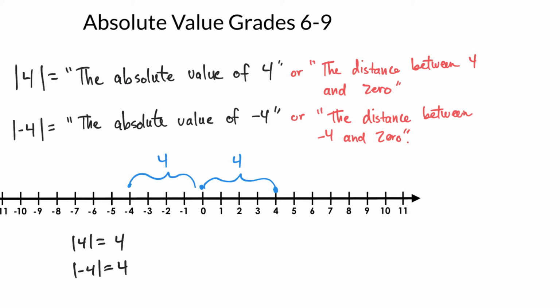And that's it. At the 6th grade level, that is the most basic level. You're really just taking the positive version of the number. And why is it the positive number? Because distance is positive. Notice I accidentally called this the distance from 4 to 0. No, we're not going in a direction with this. We're just saying, what is that distance? Well, that distance right here is 4.